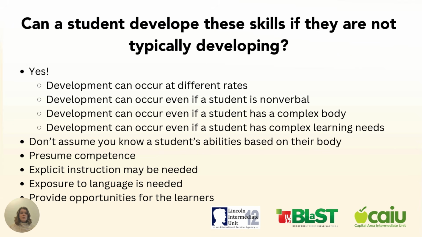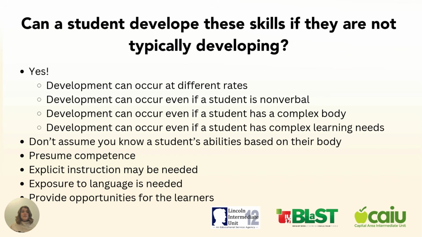We can't just expect them to go from being a non-communicator, in the sense of using a form of augmentative communication and using words or messages, to putting full sentences together, right? We don't see that happen in typical development. We see one word, then after several one-word utterances a combination of words, then we see sentences and things like that. So it can develop, but you might see some of those stages. You might not see all of those stages. It can still occur even if my student has a complex body.